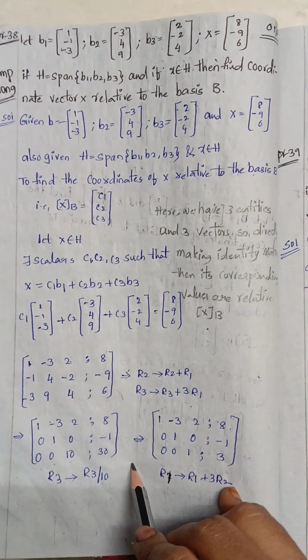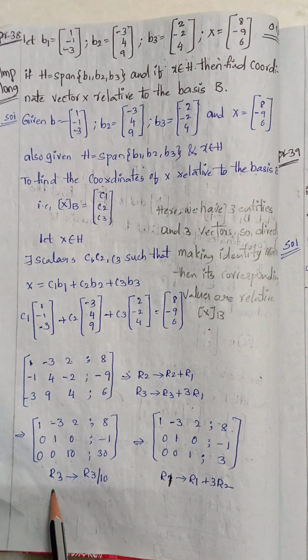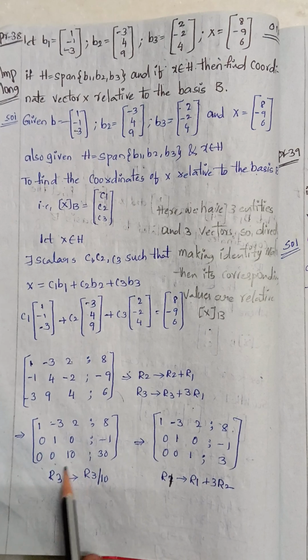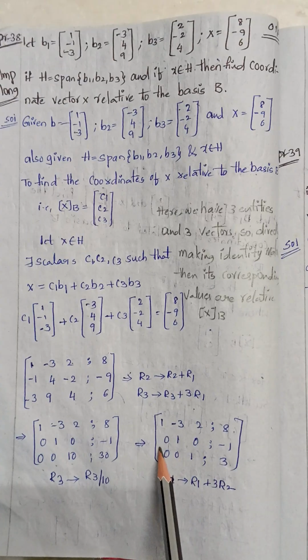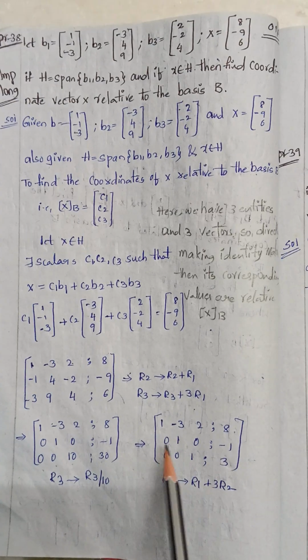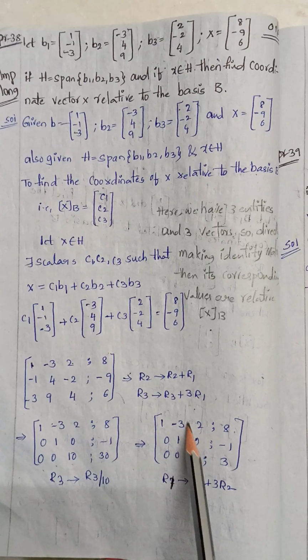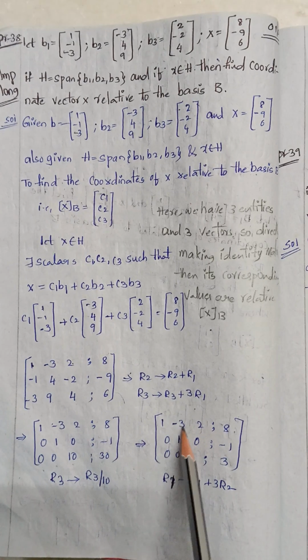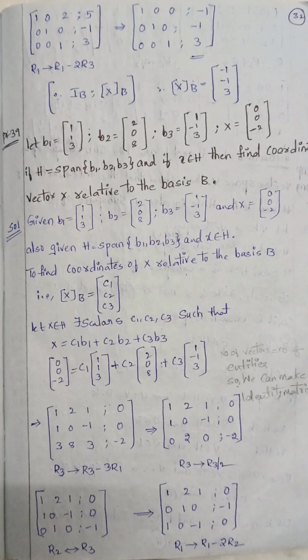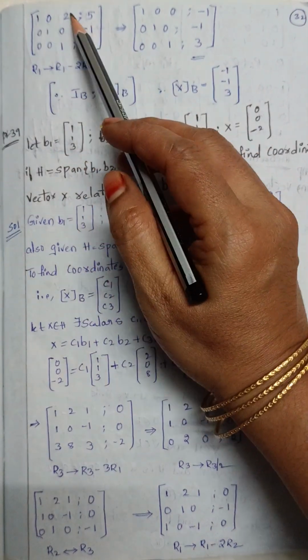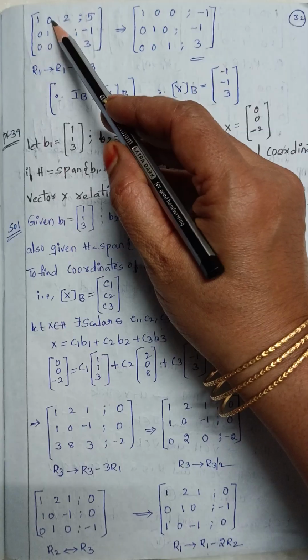Similarly, we can do for the next one. Now, R3 implies R3 by 10 here, then it will be 1, it will be 3. Now, here 0, 1, 0, 0, 0, 1. Here 1, 0, 0 we want. So, make this into 0 by using this value. So simply, R1 implies R1 plus 3 into R2. Then change R1 by using that operation, then it will be 0.